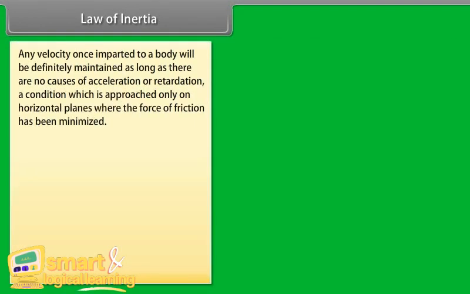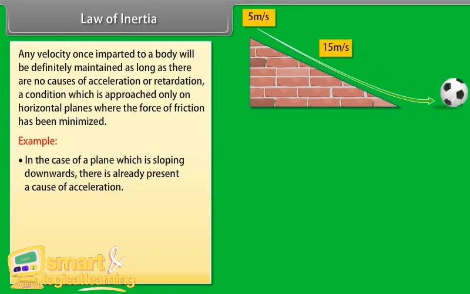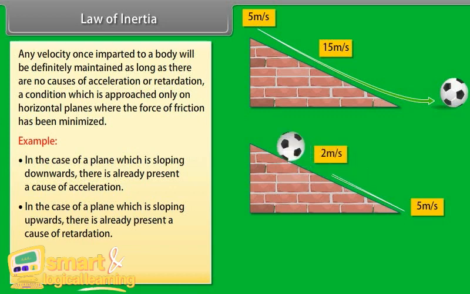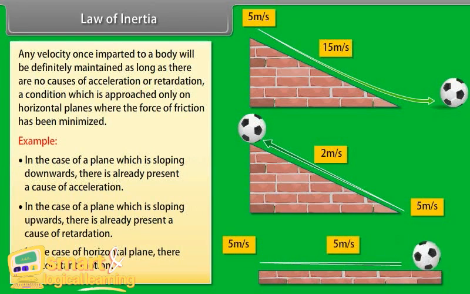Any velocity once imparted to a body will be definitely maintained as long as there are no causes of acceleration or retardation, a condition which is approached only on horizontal planes where the forces of friction have been minimized. Let us take an example. In the case of a plane sloping downwards, there is already present a cause of acceleration. In the case of a plane sloping upwards, there is already present a cause of retardation. In the case of a horizontal plane, there is constant motion.